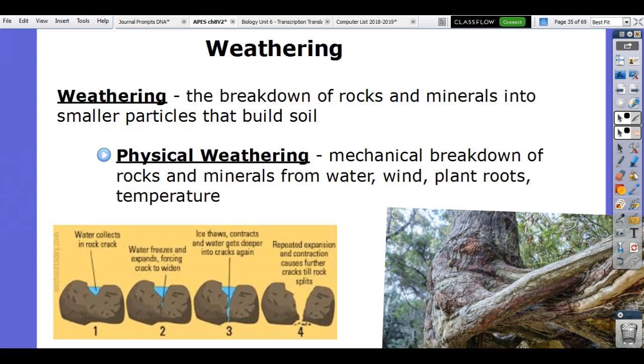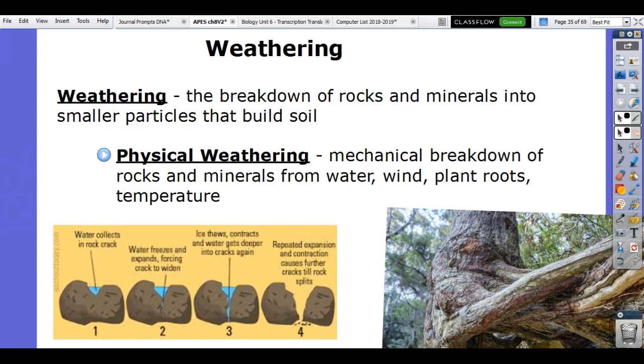So a lot of times we'll see this with water, okay? If you've ever been in a river, you'll notice most of the rocks are smooth. Why? Because the water has weathered those rocks away so that they're smooth. If you are in a very windy place, you might see erosion or weathering happening from rocks and wind.